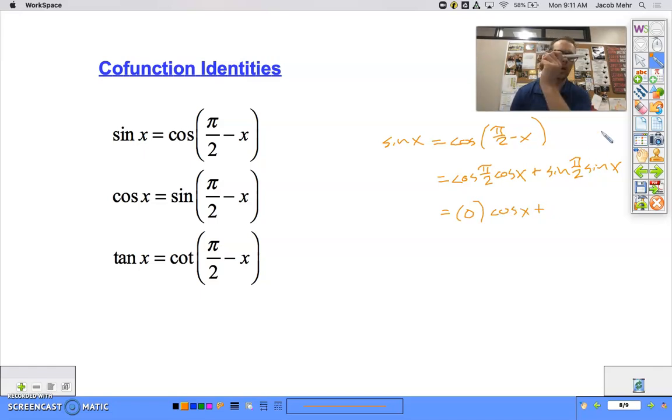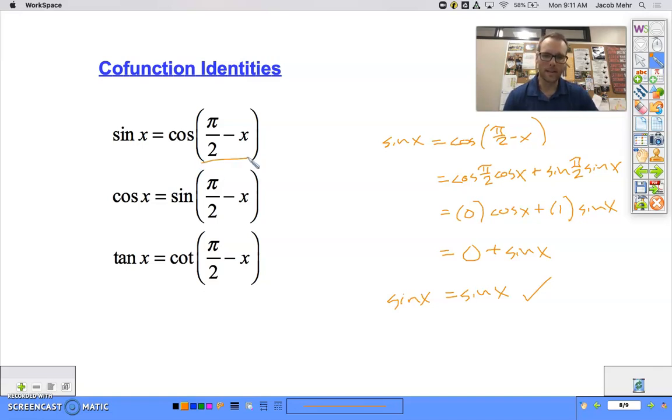Sine of pi over 2, again, we're at the top. And what's the value of the sine of pi over 2? Well, that is 1. And when we take a look at this, what's 0 times cosine of x? That's 0, of course. 1 times sine of x is sine of x. So we have 0 plus the sine of x, which is the sine of x. And we have just proved that cofunction identity is true. So that's my second way of looking at it. Let's go with one more.